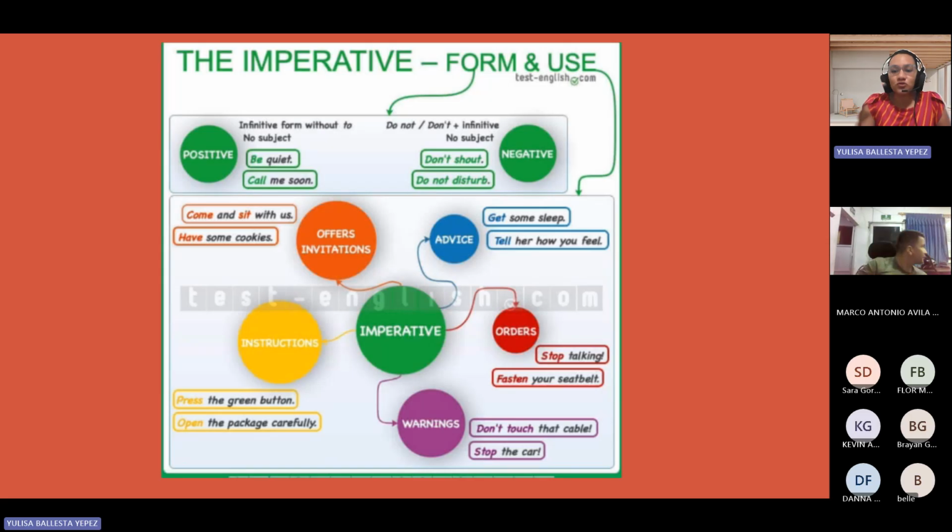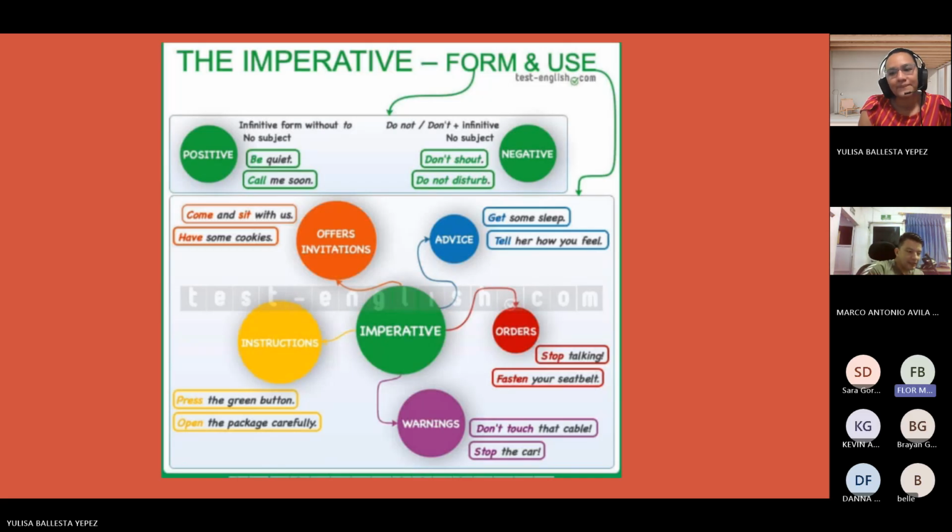Eh, instrucciones. ¿Dónde vemos nosotros instrucciones? In the back of the shampoo, conditioner, maybe an appliance instructions, how to use, how to take care of this appliance. And we have warnings and orders. So please, Flor, please read the orders, the red part.